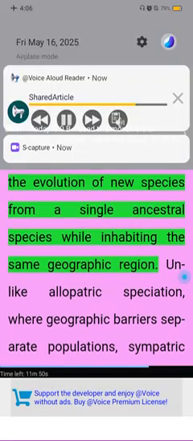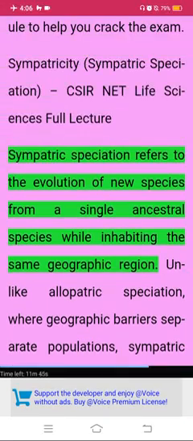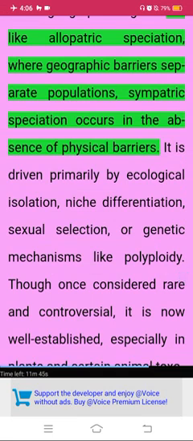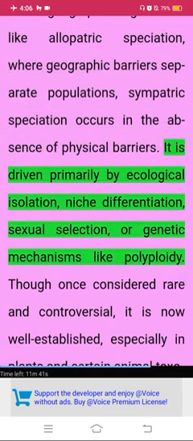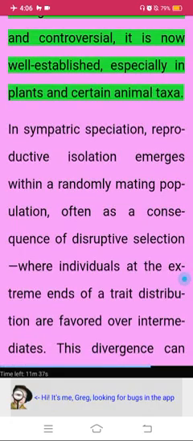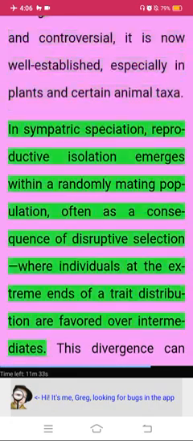Sympatric speciation refers to the evolution of new species from a single ancestral species while inhabiting the same geographic region. Unlike allopatric speciation, where geographic barriers separate populations, sympatric speciation occurs in the absence of physical barriers. It is driven primarily by ecological isolation, niche differentiation, sexual selection, or genetic mechanisms like polyploidy. Though once considered rare and controversial, it is now well established, especially in plants and certain animal taxa.